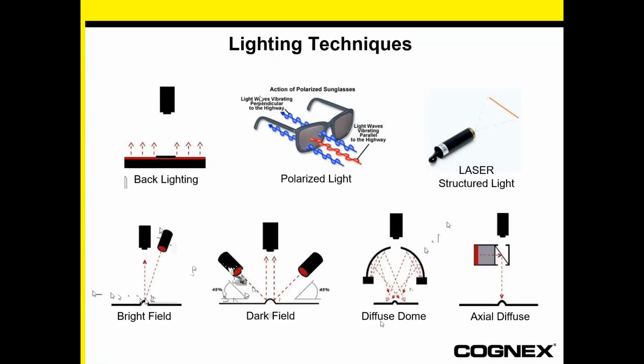Then we have our diffuse domes and axial diffusers. There are other lighting products that we have available for looking at highly reflective products. So if you were to look at the bottom of a Coke can and you're printing on that, it's reflective. You would just have reflections everywhere and you wouldn't be able to see that the date code is present or do an OCR. That's where soft light from these diffuse type products can be very helpful.